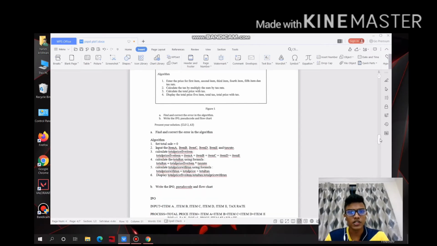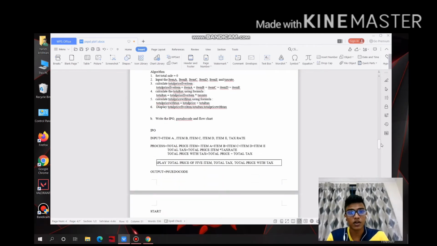So for correcting the algorithm, we need to set total sales to 0 first, and then we need to input the items according to alphabetical order. So item A, item B, item C, item D, item E, and tax rate. And then we need to calculate the total price of 5 items, which is adding all of the items, and then we need to calculate the total tax using the formula total tax equals total price 5 item times tax rate. And then we need to calculate total price with tax using the formula total price with tax equals total price plus total tax, and then we need to display the total price 5 item, the total tax and the total price with the tax.